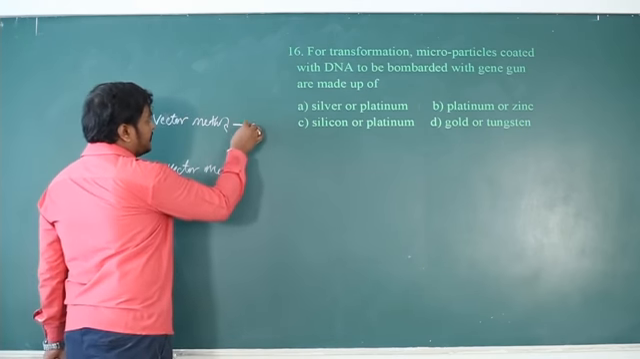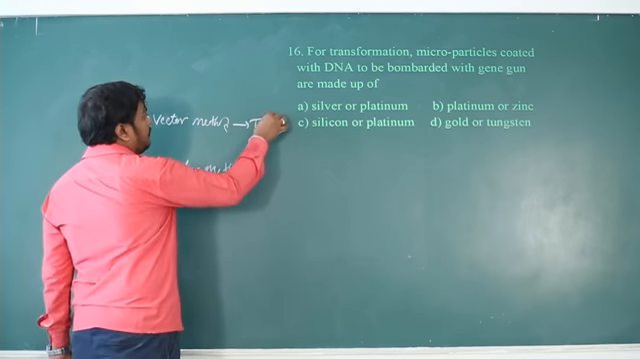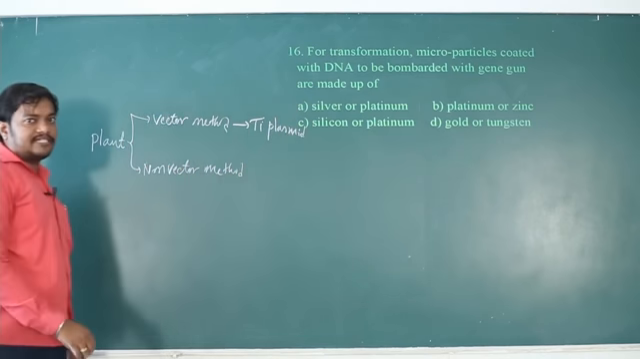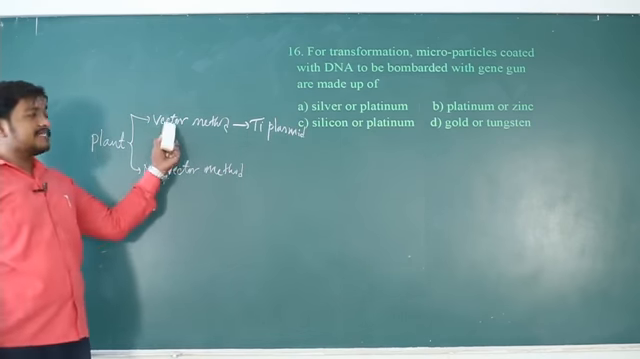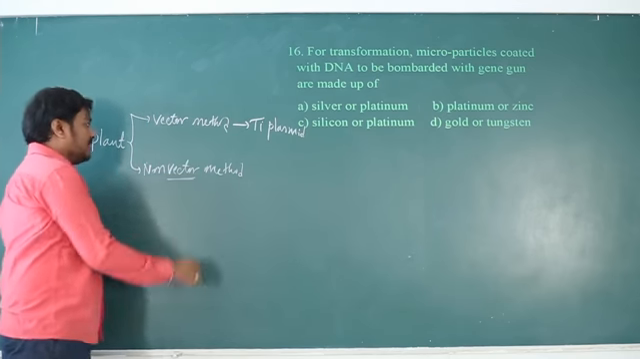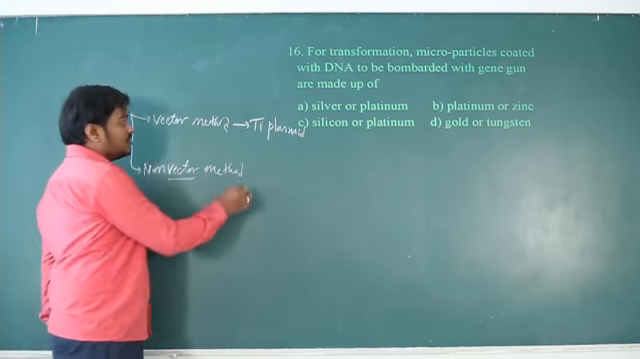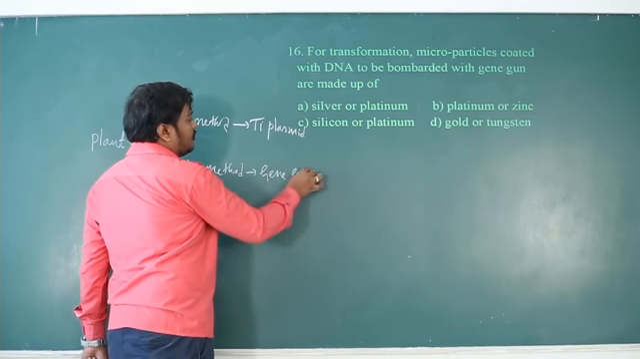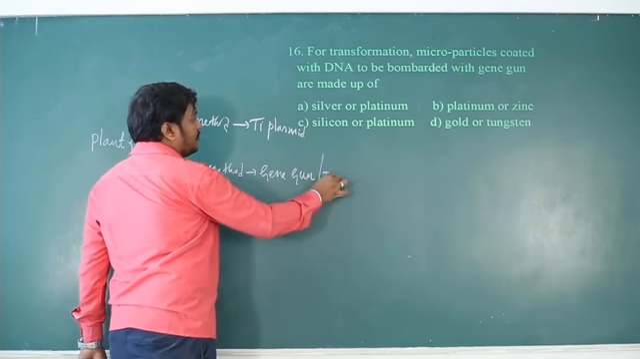The vector method is by using the Ti plasmid of Agrobacterium tumefaciens. It's a vector method, where the Ti plasmid acts as a vector. In the other method, where a vector is not going to be used, the non-vector method, it's the direct method by using a gene gun, or it is also called the biolistic method.